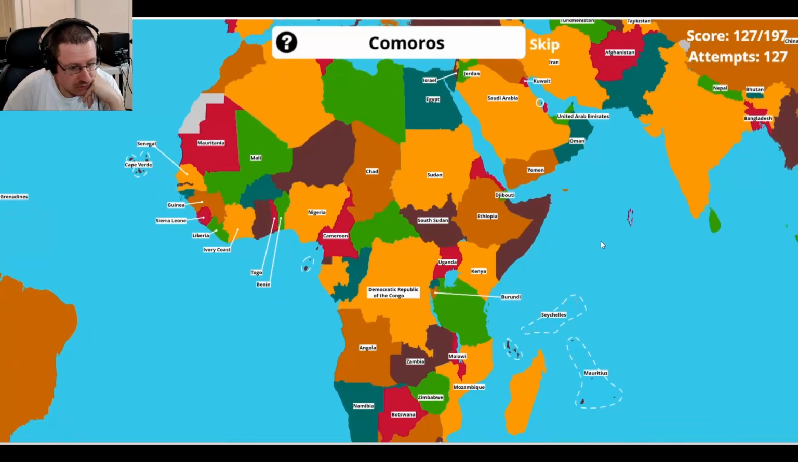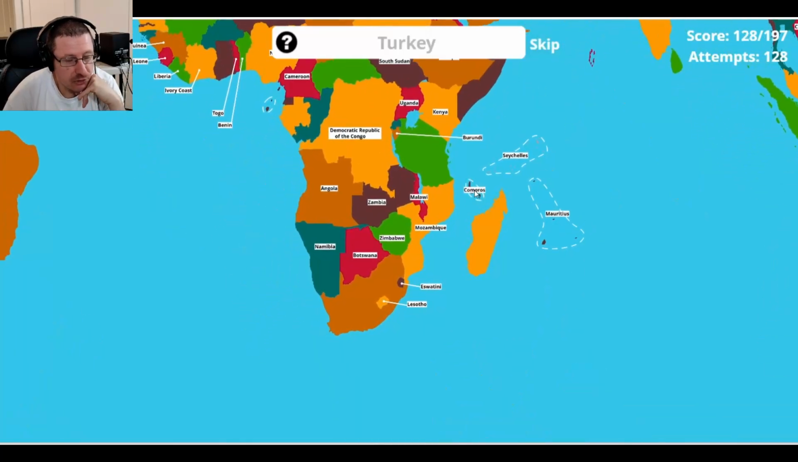Comoros. Comoros is right here. They're known as the Perfume Isles. So their main export is ylang ylang, which is like a key ingredient to the perfume Chanel No. 5. Yeah, the Perfume Isles, Comoros.